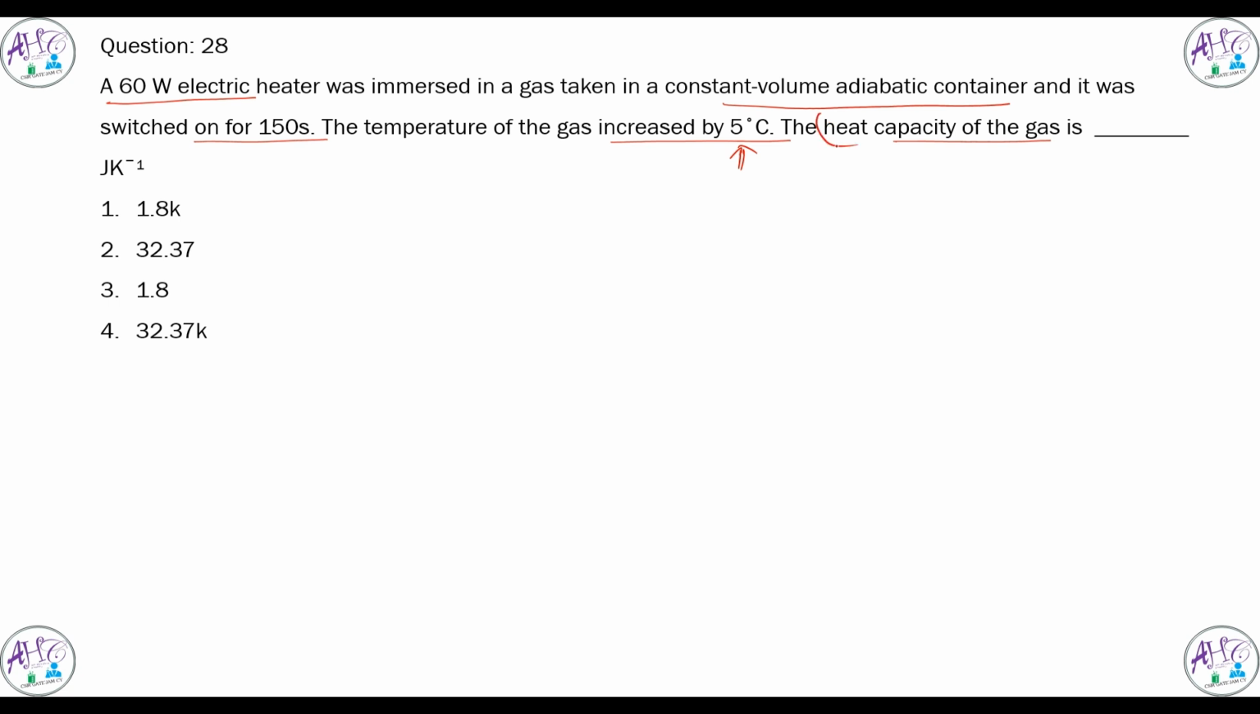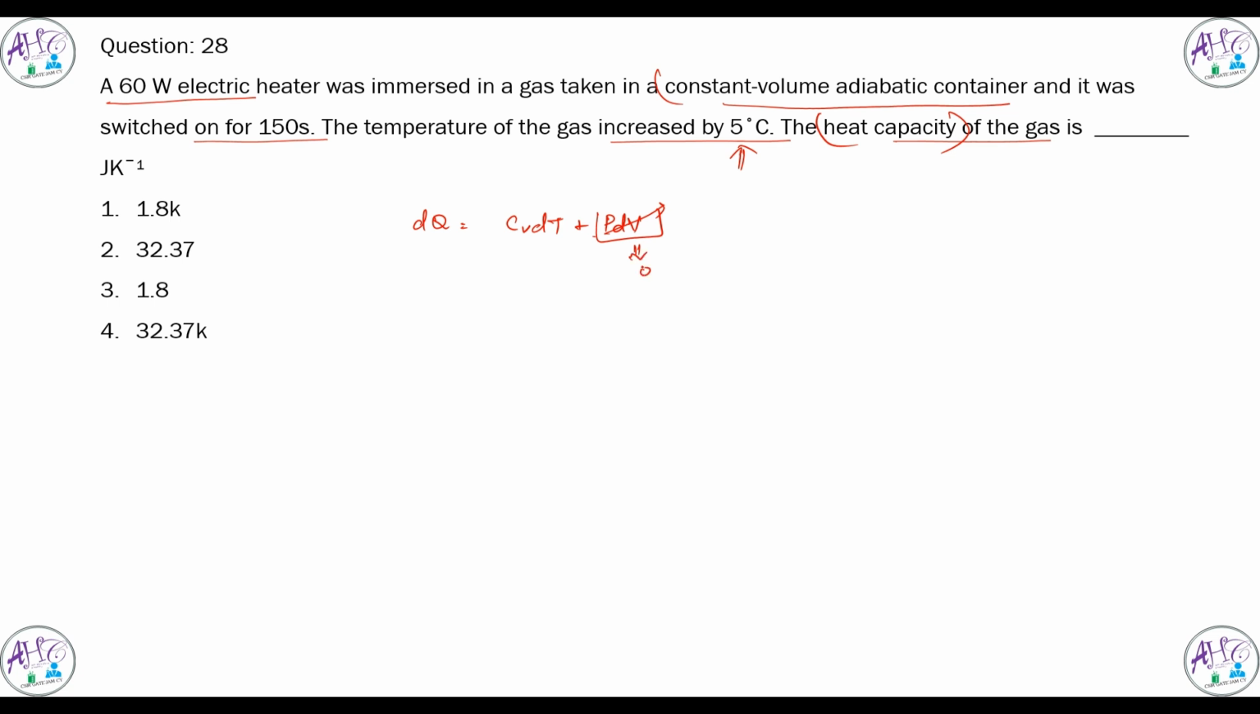Now they are asking the heat capacity of the gas. So what is the heat capacity experienced by the gas inside the container? That was the question. The basic formula we know is dq, the change in heat, is equal to heat capacity Cv, because we are talking about constant volume, times the change in temperature, plus P dV. They have given an adiabatic container with constant volume. When they say constant volume, your dV term is going to be 0. So this entire term is equal to 0.